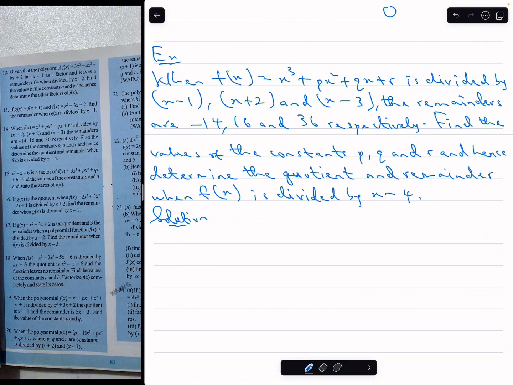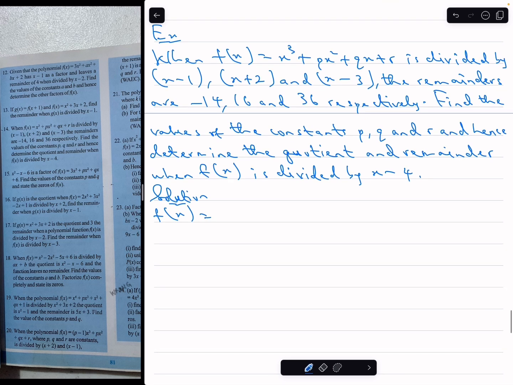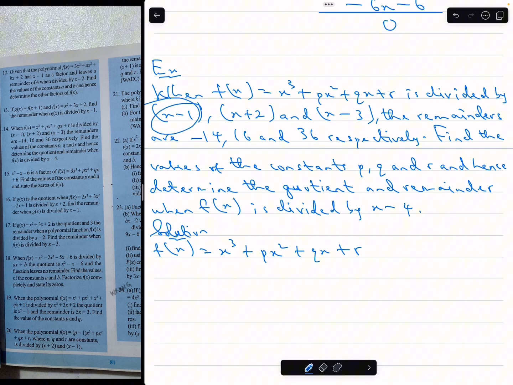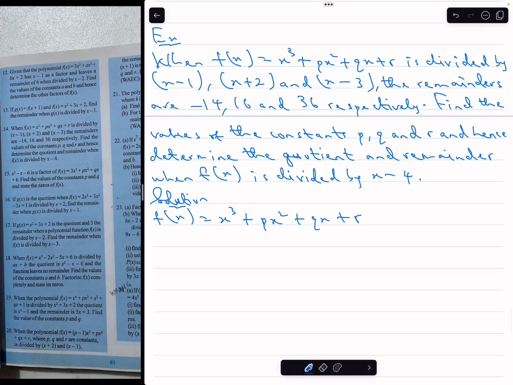Now, f of x is equal to x cubed plus px squared plus qx plus r. When f of x is divided by x minus 1, the remainder is minus 14. When it is divided by x plus 2, the remainder is 16. And when it is divided by x minus 3, the remainder is 36. So that means if you divide f of x by x minus 1, the remainder is minus 14.